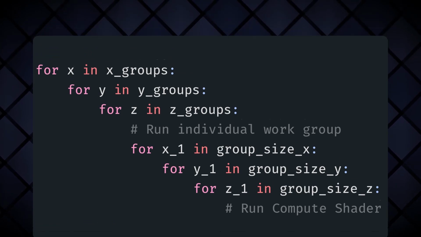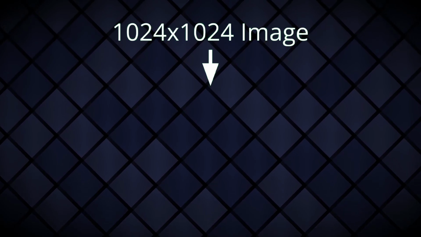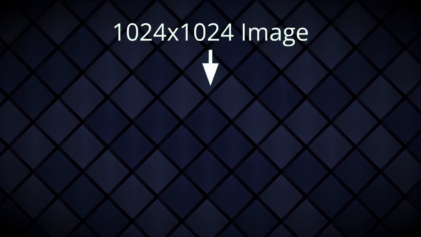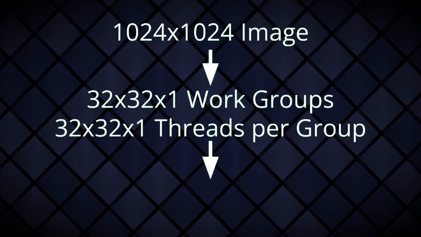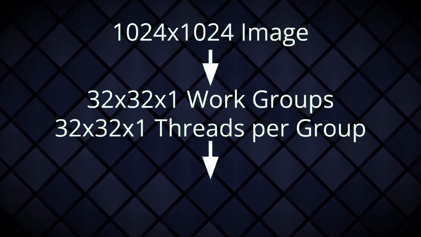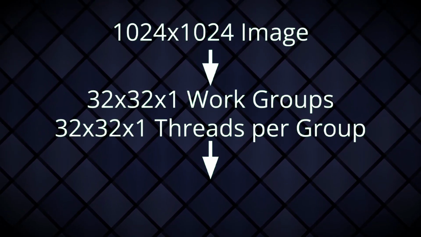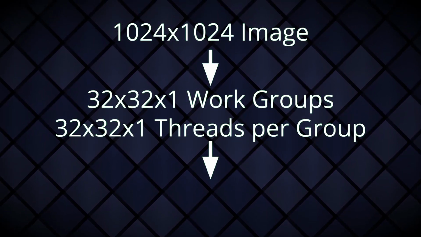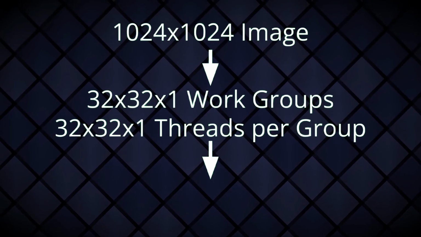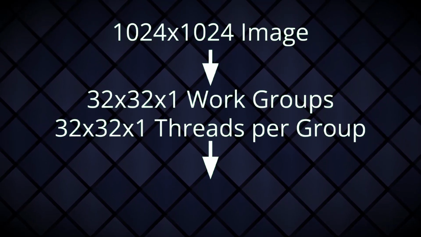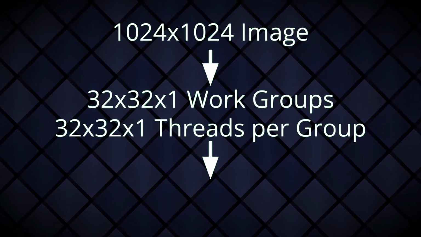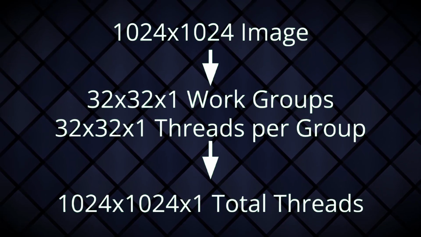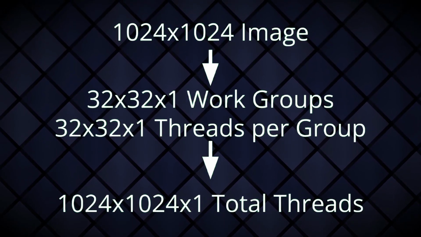Let's use this knowledge to decide how many work groups we want our shader to have. The image I'm processing has a resolution of 1024 by 1024. Let's say I want 32 by 32 by 1 threads per work group. If we divide 1024 by 32, we get back 32. So in order to get our shader to run for each pixel image, we must have 32 by 32 by 1 work groups. Again, you can multiply this all together and you get 1024 by 1024.